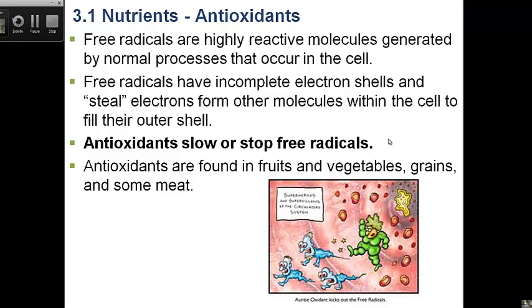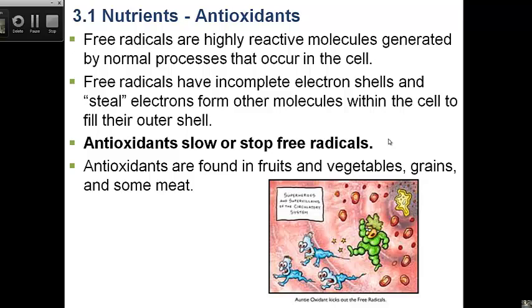So free radicals are molecules that have an incomplete set of electrons in their outer shells. So they want to have 8 electrons in that outer shell, and maybe they have 6. So that means they need 2 more. And they go out and they take electrons from other molecules, and they don't care where they get those. They could take them from DNA, they could take them from proteins, or they could take them from lipids that are found in the cell membrane. But they steal electrons from other molecules in the cell to fill that outer shell. And so that causes damage when that occurs.